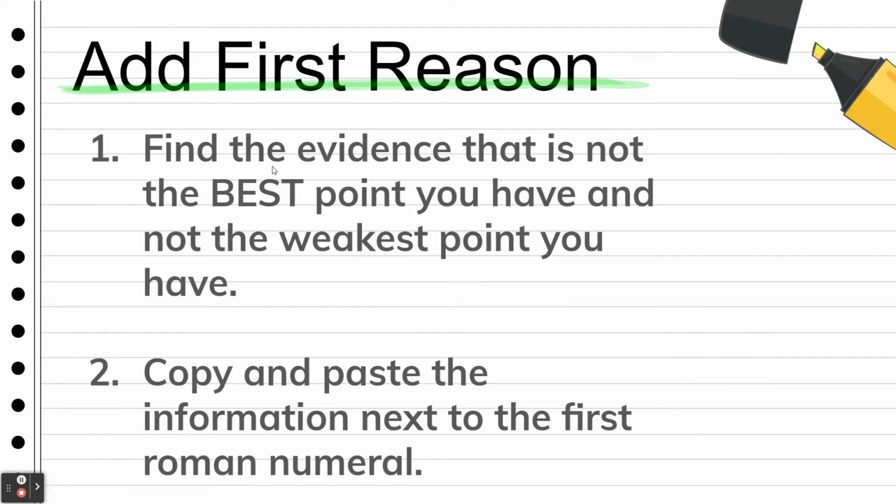So find the evidence that is not the very best point you have and it's not the weakest point you have. You're going to put that in first. So you're going to copy and paste that main idea next to the first Roman numeral. Go do that now.